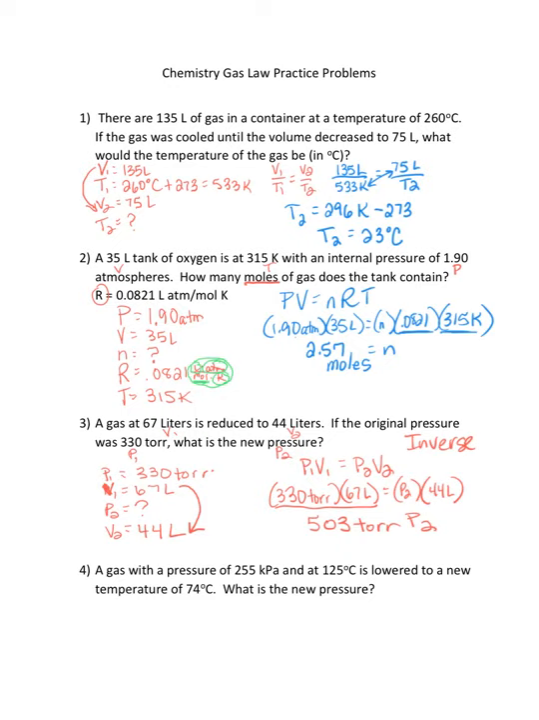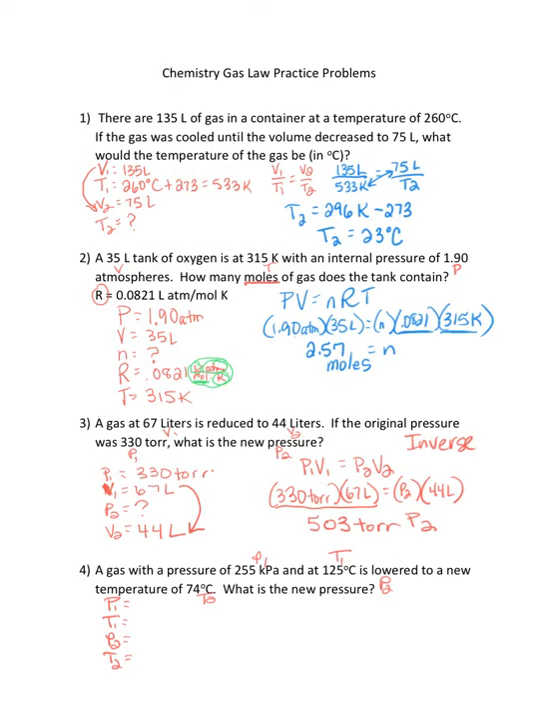Finally, number 4, a gas with a pressure, so we have a P of 255 kPa, kilopascals, and at a temperature, so we have a T of 125 degrees Celsius, is lowered to a new temperature, so we have a T1 and a T2. What is the new pressure? So we got a P1 and a P2. This is Gay-Lussac's law, also called Amontons' law, depending on what textbook and who you're following.